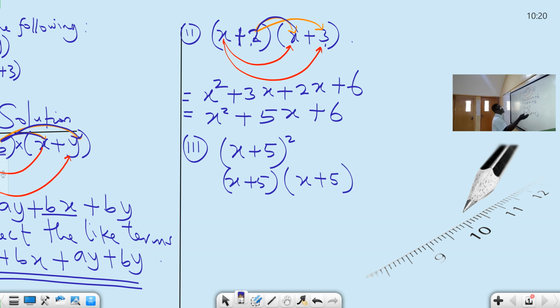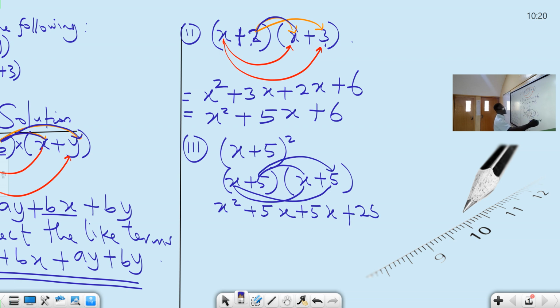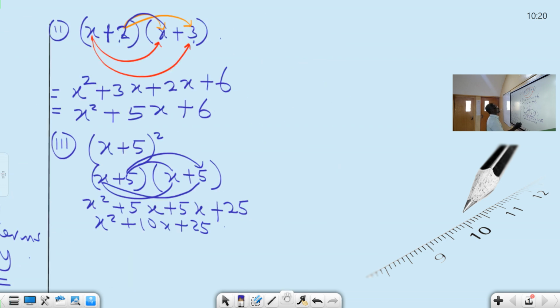So in this case, to expand this, normally you can do x plus 5 times another bracket x plus 5, and you use the normal method that I just explained to you, but that's a waste of time. As this will give you x squared plus x times 5, 5x, then you go again, 5 times x, that is 5x, then this same 5 times 5, which is 25. This gives you x squared plus 10x plus 25. But I tell you, this is a waste of time.